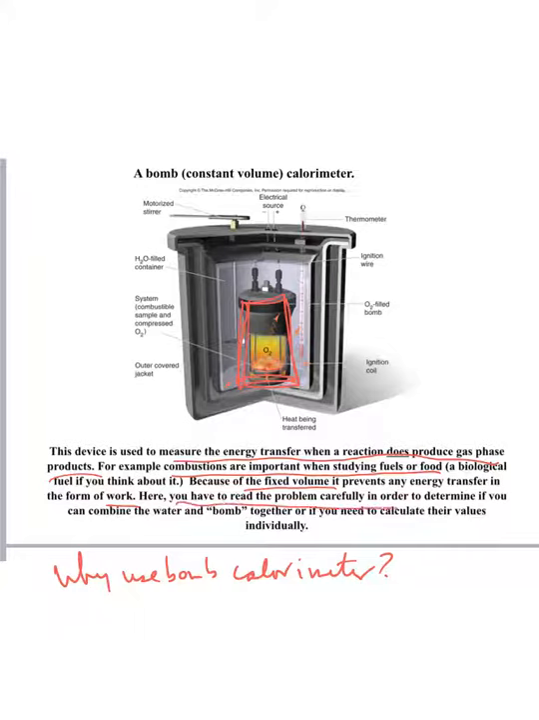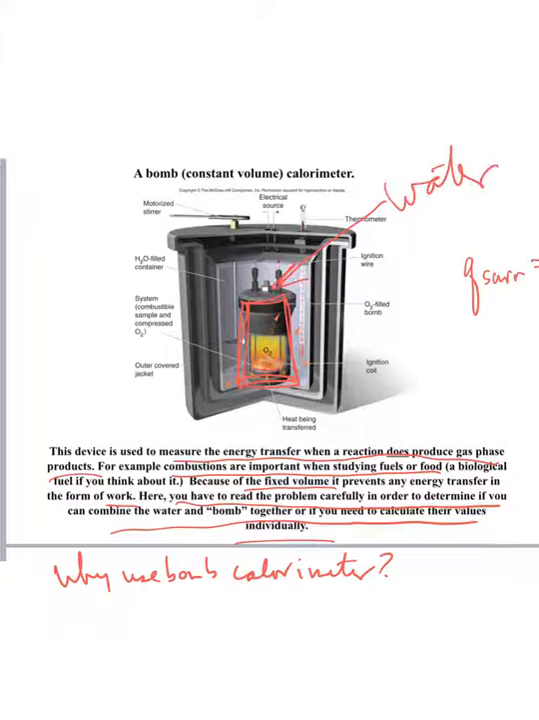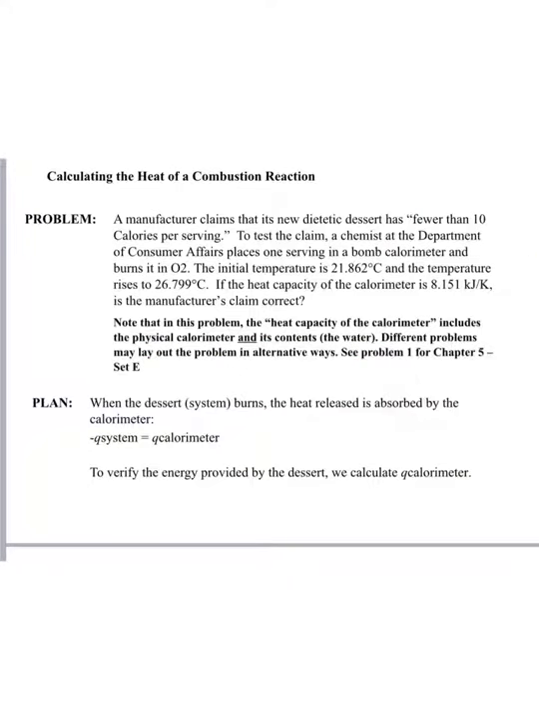Here, you have to read the problem carefully in order to determine if you can combine the water and the bomb together or if you need to calculate their values individually. What I mean by that is that in some problems, the Q of the surroundings is the Q of the water, which is what this thing is sitting under, plus the Q of the bomb, or sometimes they'll just say the whole bomb is including the water. So you have to read it carefully. So let's see what the next problem is.